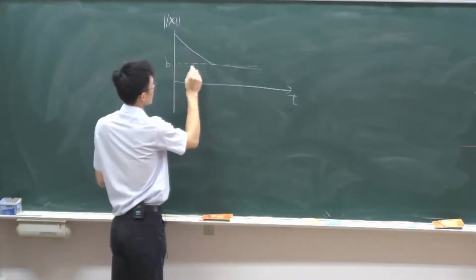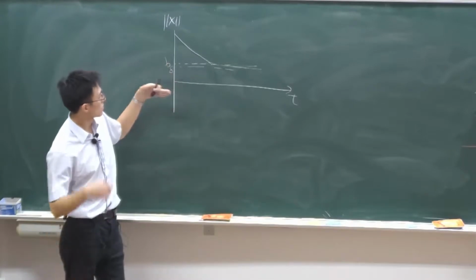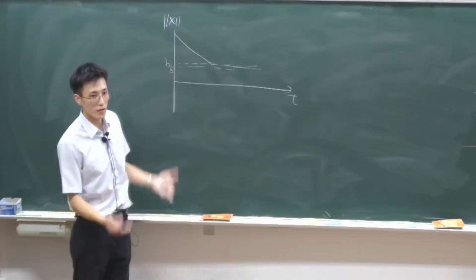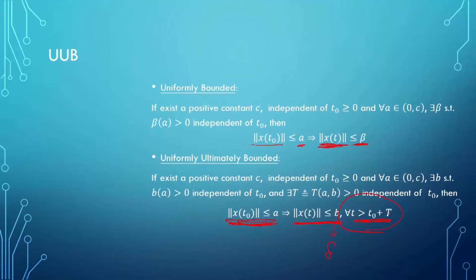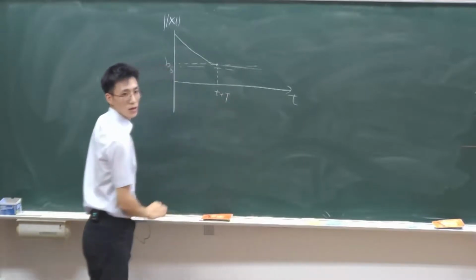Eventually it will converge to some value delta. Okay, and b can upper bound the delta in some finite time. Capital T is some finite constant. Okay, so it's t plus capital T. 这样.